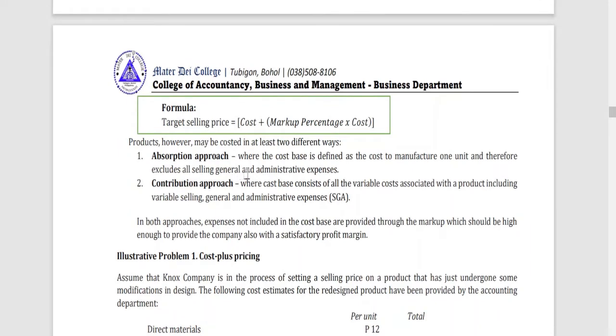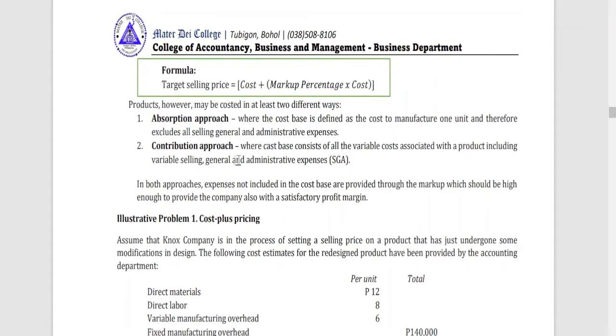Products, however, may be costed in at least two different ways. You can use the absorption approach or you can use the contribution approach. What differs the two approaches is what type of cost you will include in the definition of cost here. In the absorption approach, the cost base is equivalent to the cost to manufacture one unit and therefore excludes the selling, general, and administrative expenses. So again, it only focuses on the cost to manufacture.